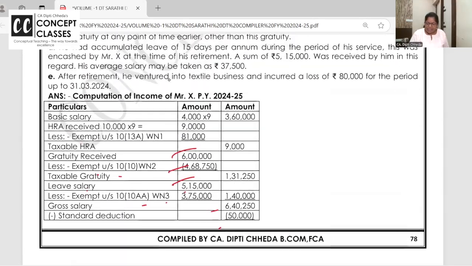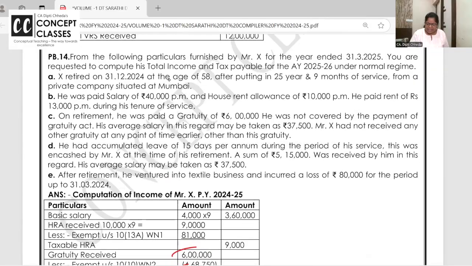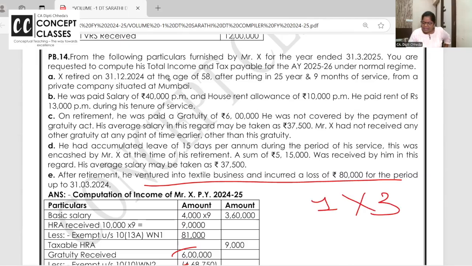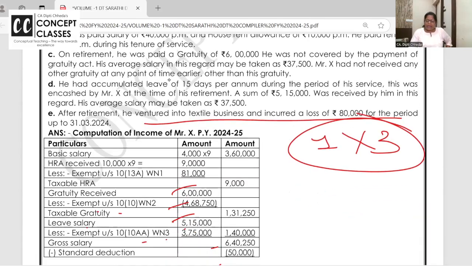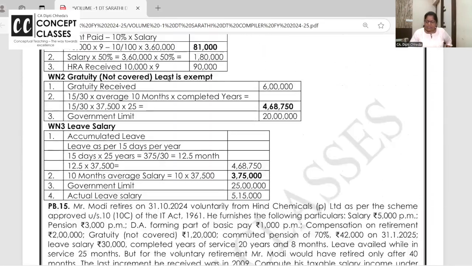See, always they will ask like this: a person getting salary and he has a textile business loss. Can he set off? No. We are in the salary chapter, but 1 and 3 are not friends. Who is 1? Salary head. Who is 3? Business head. You can never set off your business loss in salary. Business loss cannot be set off in salary. Salary loss can be set off in business. Salary में loss ही नहीं आएगा.